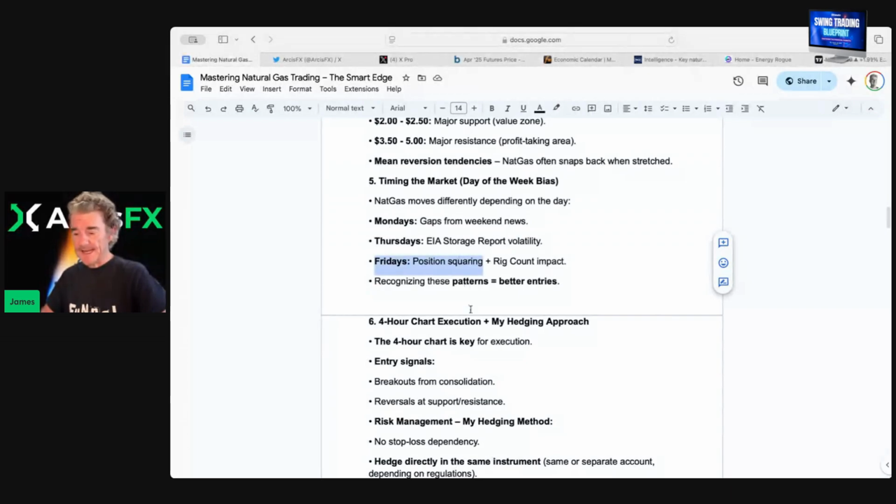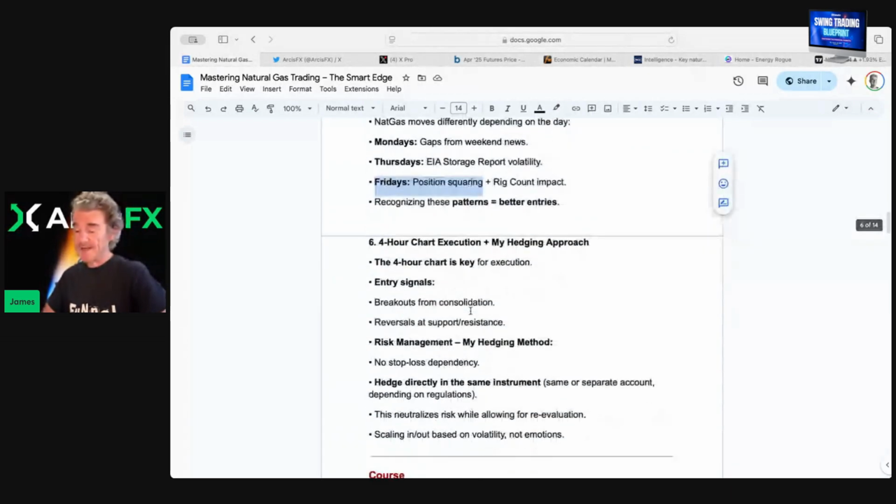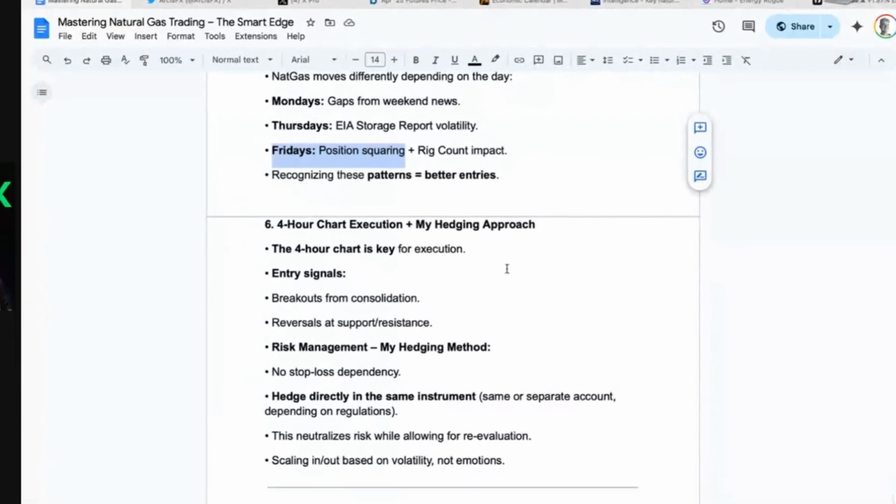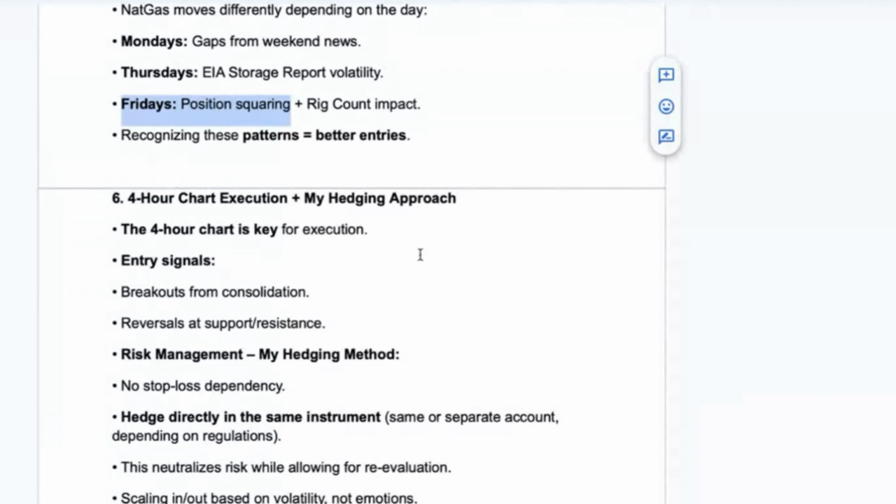Now, next thing is, recognize these patterns. It gives you better entries. Of course, just keep in mind what happens on Mondays, Thursdays, and Fridays. Now, step number 4, and probably the most important one, and this is where the rubber hits the road: the 4-hour chart execution and hedging, my hedging approach.